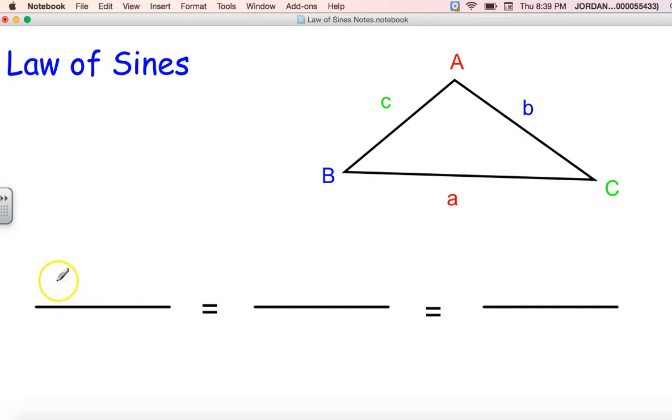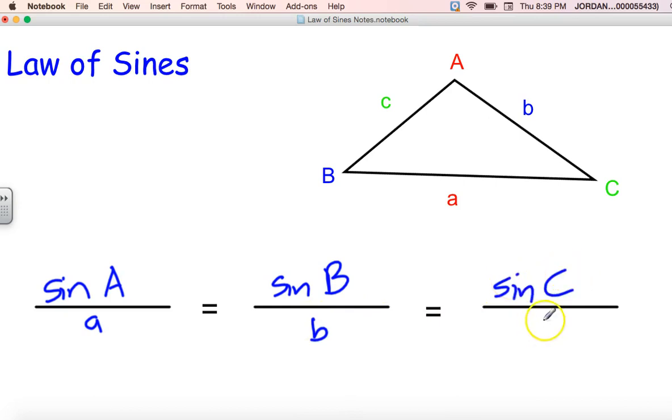The law of sines tells us that the sine of angle A over side a, not sine a, side a, is going to be equal to the sine of angle B over side b, which is also going to be equal to the sine of angle C over side c. So all these are going to be proportional. We're going back to setting up proportions. We'll do an example here.